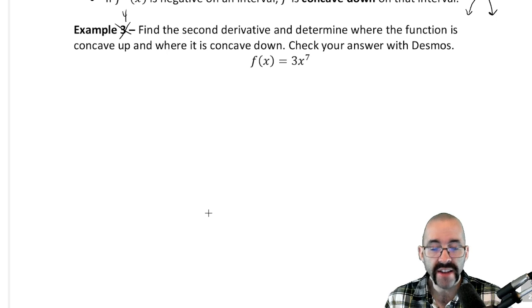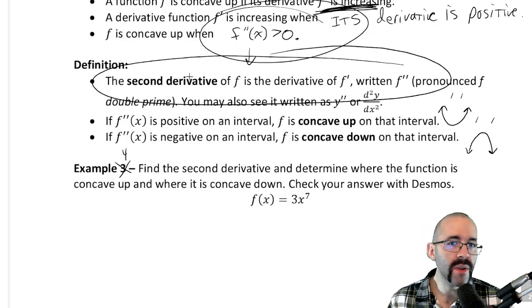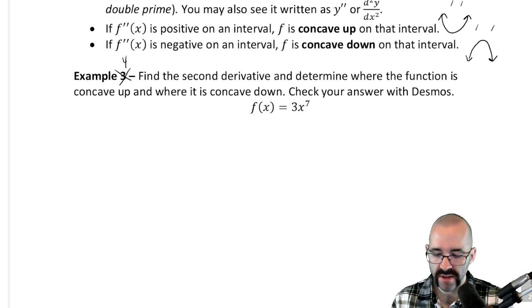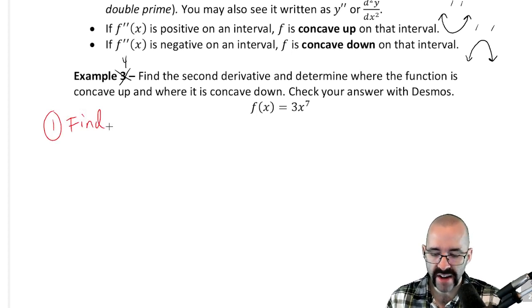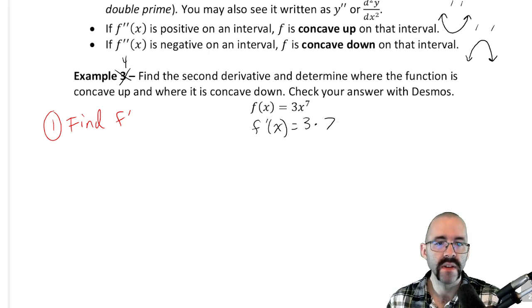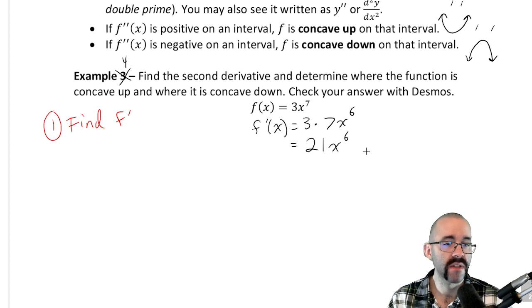So, to find the second derivative, what is the second derivative? The second derivative is just the derivative of the first derivative. So we need f prime first, right? First we find f prime. So we can do that no problem with the power rule. 7 comes down. Oops. And we subtract 1 from the exponent. And then we can just simplify like so. That's our first derivative.